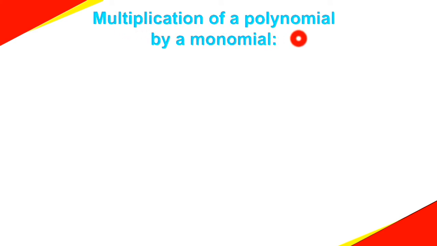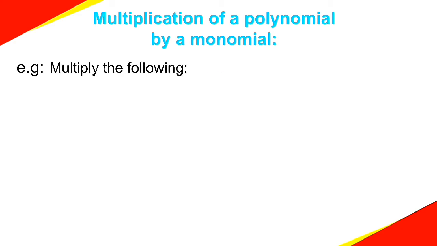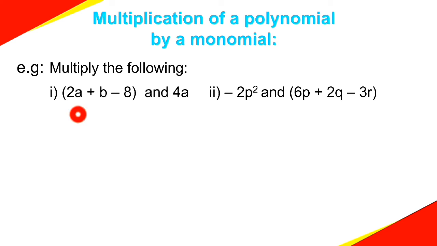Multiplication of a polynomial by a polynomial. Here we are going to take some examples. Multiply the following. First option is 2a plus b minus 8 and 4a. Second example is minus 2p square and 6p plus 2q minus 3r. Now I am going to solve the first one, that is 2a plus b minus 8 into 4a.